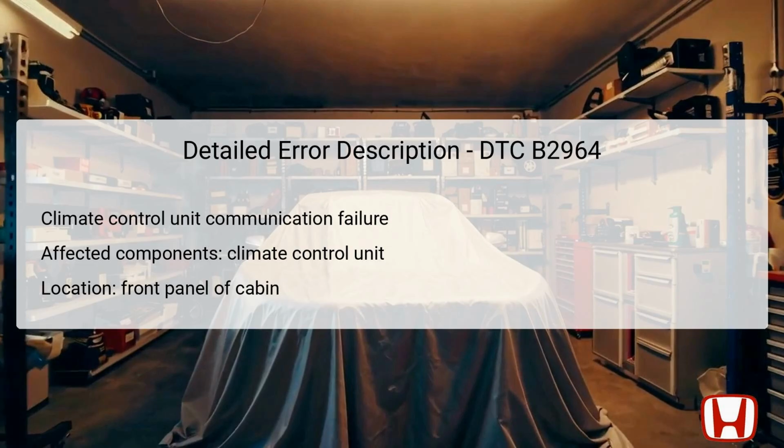When DTC B2964 is set, it indicates that communication between these two critical components has been interrupted, leading to functional defects in the climate control system. This can result from a range of issues, including electrical failures or software malfunctions. Understanding the precise locations and functions of these units is crucial for effective troubleshooting.